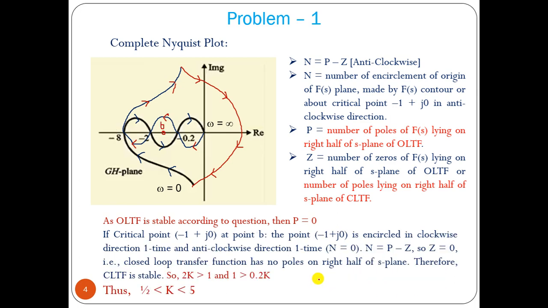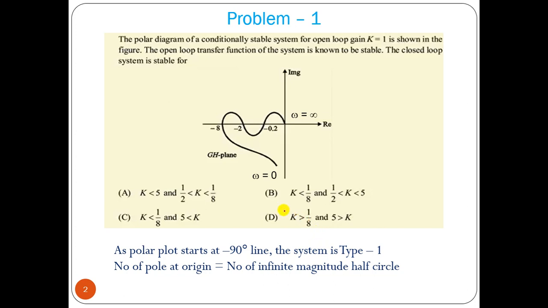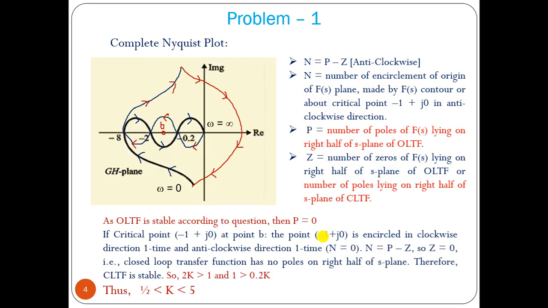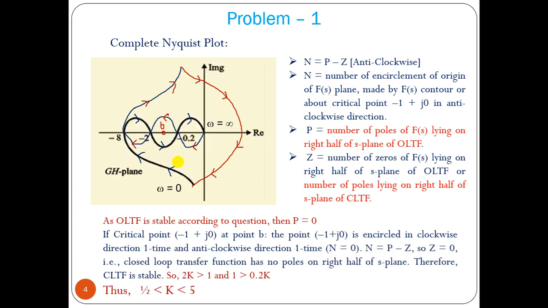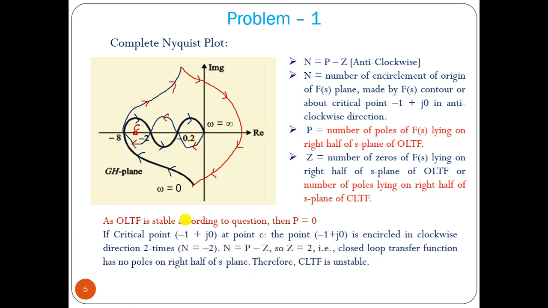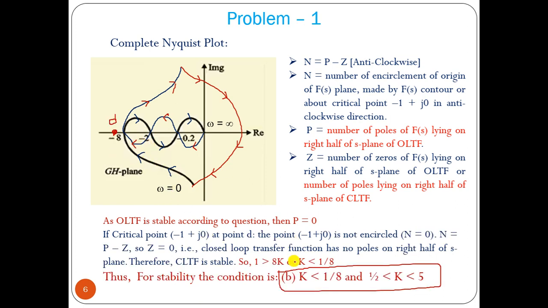K less than 1 by 8 and k greater than half, less than 0.5 for stability condition. When the critical point is at point A, the system is unstable. When the critical point is at B, the system becomes stable, and this is the condition for stability. At point C, the system becomes unstable. At point D, the system becomes stable, and this is the condition. So we can write the total condition range of k.